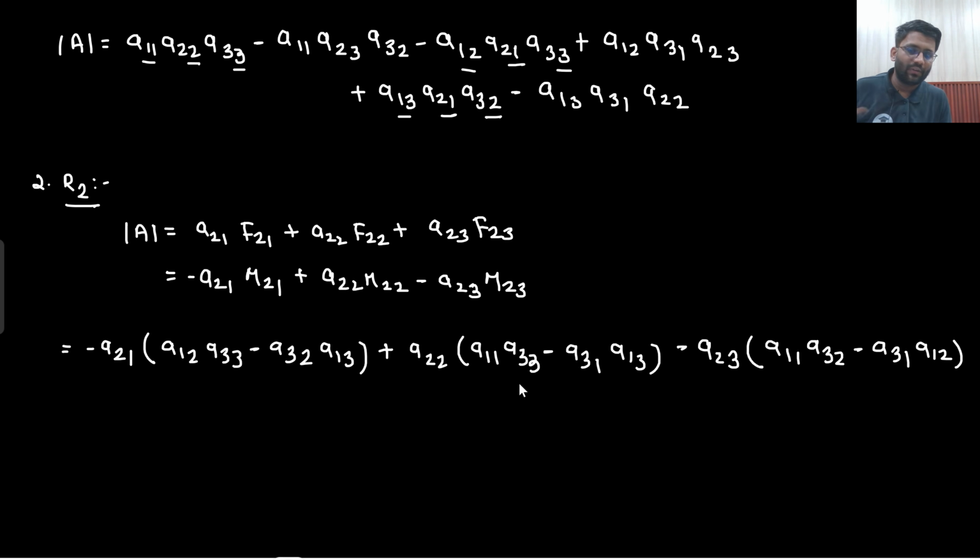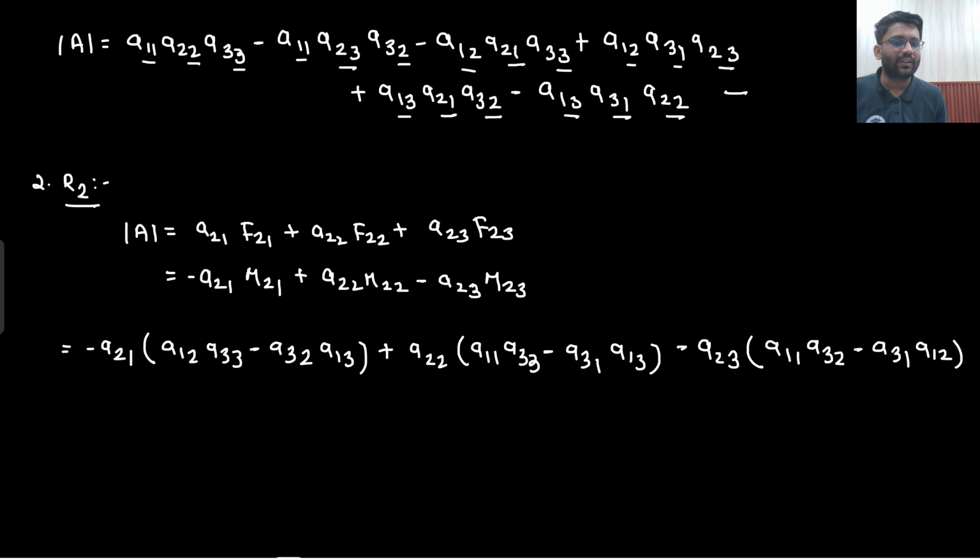Then here with the negative sign, we are getting A22 A31 A13. Then with the negative sign, we are getting A23 A11 A32. There you go, this value. And with the positive sign, we are getting A23 A12 A31. There you go. So isn't it the same? This value and this value both are the same only.